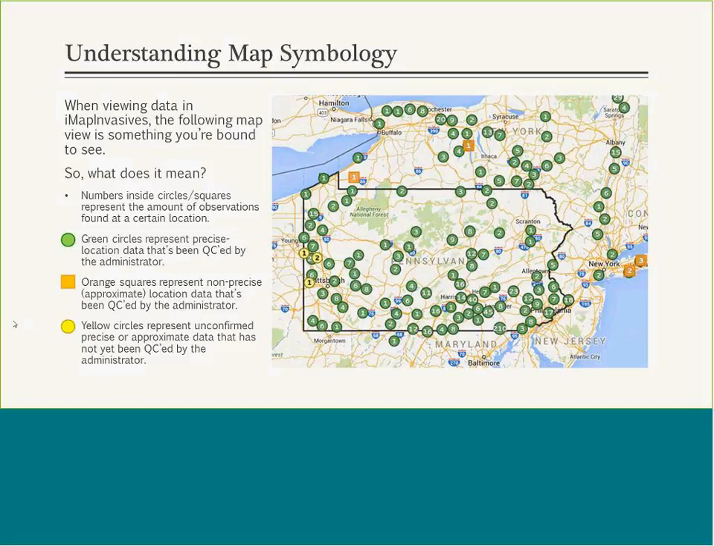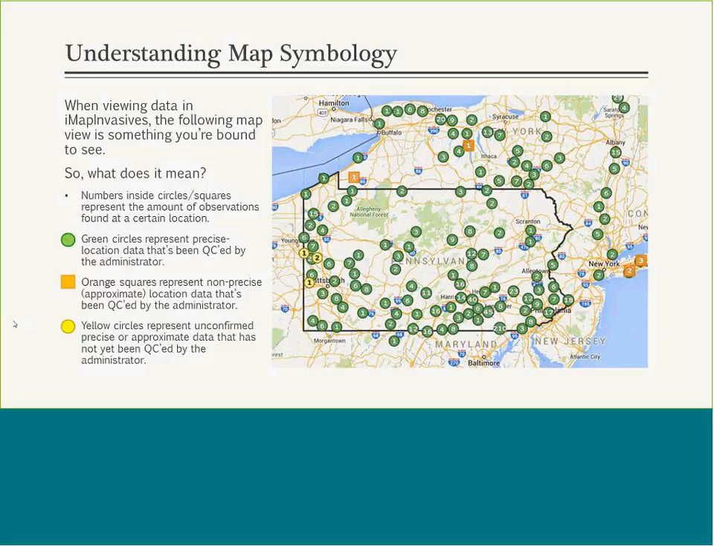So, map symbology. When you're viewing data in iMap, the following map view is something that you will most definitely see. So how do you interpret this? What does it actually mean? Notice that there are numbers inside all of these circles and squares, and that represents the number of observations found at a particular location.